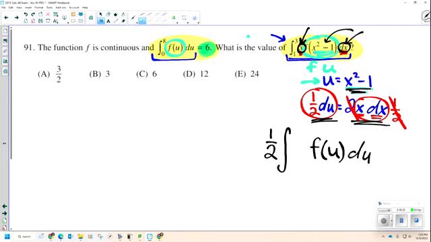What about my bounds? My bounds were from 3 to 1. When x was 3, okay, that means I've got to throw a 3 in here. 3 squared minus 1 is 9 minus 1, which is 8. Well, you look at that. It's the same thing as this upper bound. Loving it.